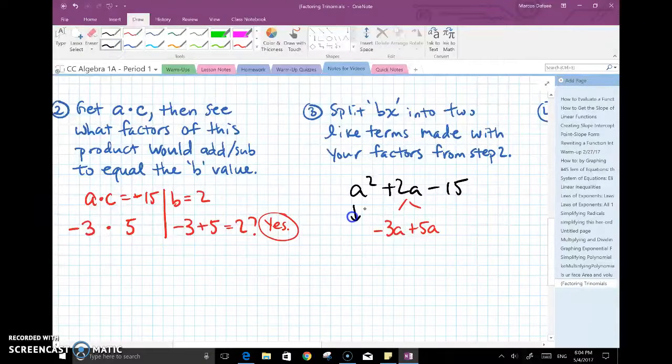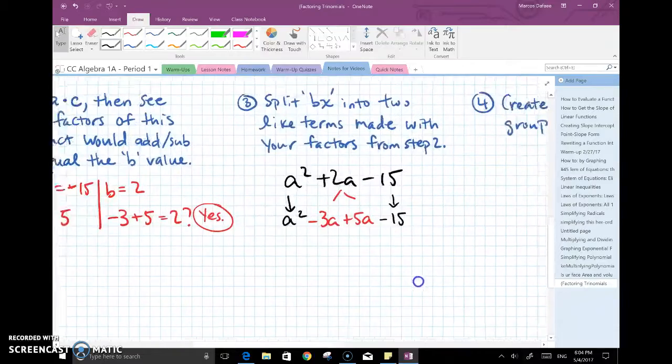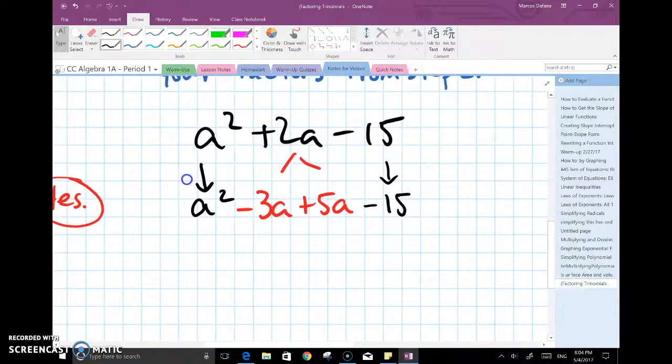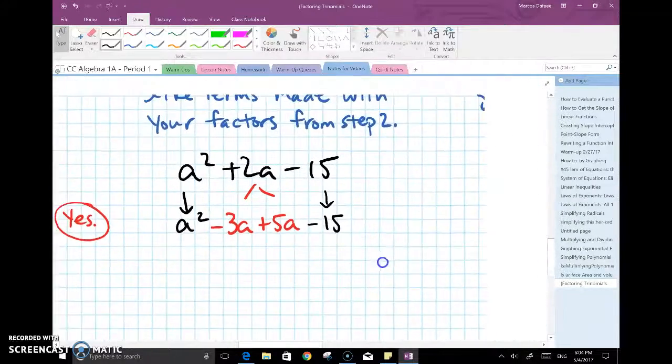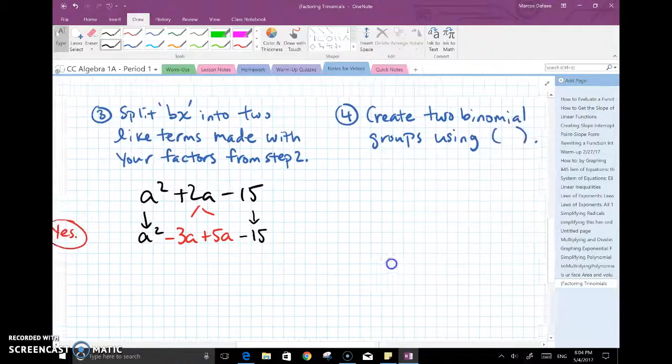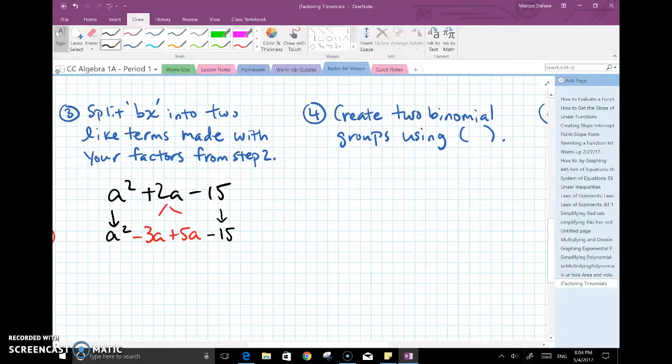Now, the leader of this group, which is a squared, comes down, and the n, the constant, also comes down. And that's the end of step 3. Now I have a polynomial with 4 terms, and I'm going to make 2 groups of binomials by inserting parentheses in there. And what I would get is the following.